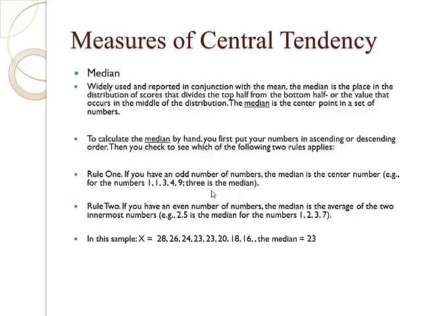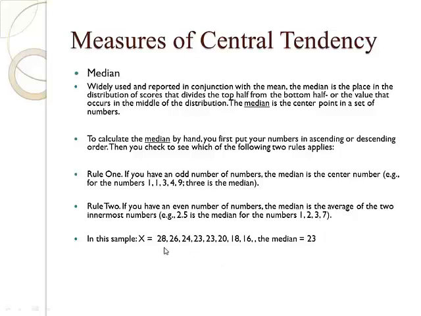If you have an even number of numbers, then the median is the average of the two innermost numbers. So for example, in those numbers 1, 2, 3, and 7, we have 4 numbers, so we have an even number of numbers in this distribution, and the two innermost are 2 and 3, and so we would take the average of those two innermost numbers, and that would be 2.5.